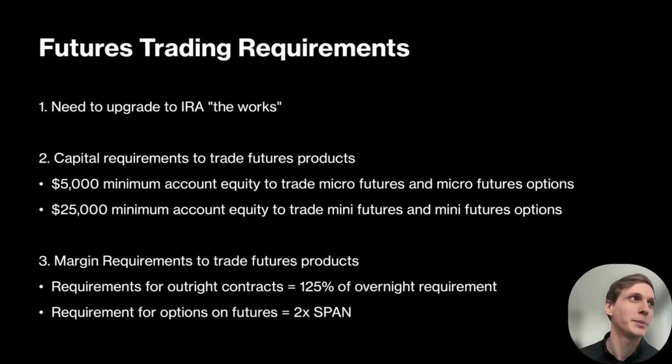And then for the options, it's 2 times span. So if you're holding outright futures and options together, it combines those requirements into one. And that's pretty much the span requirement for your net positions in that future contract. So it'd just be 2 times whatever that amount would be.